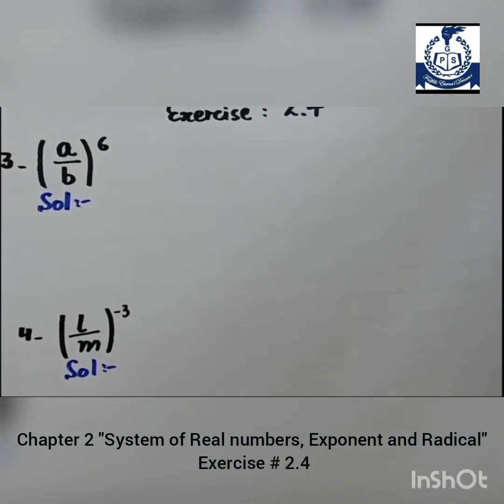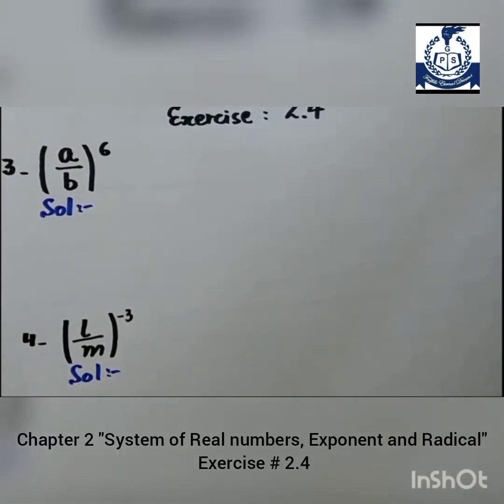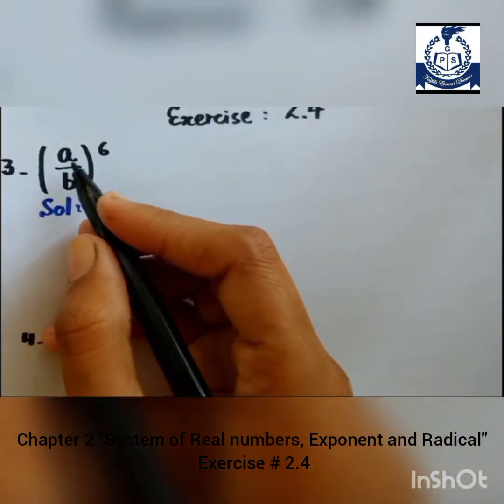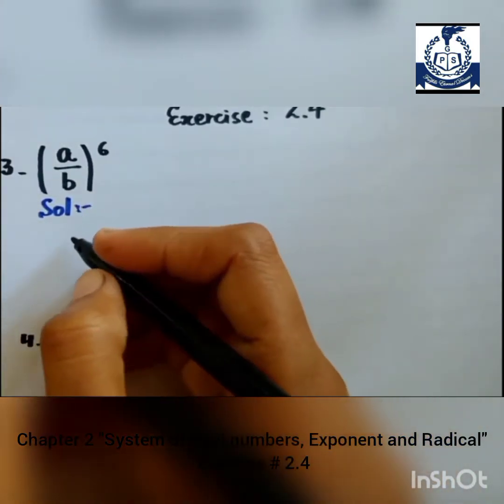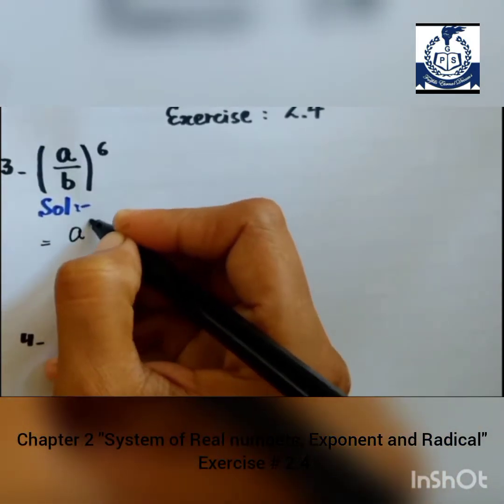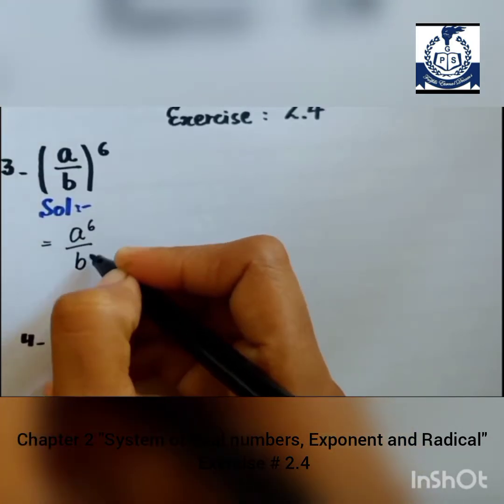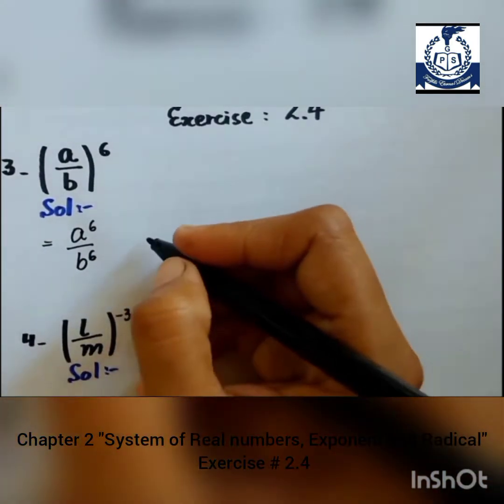Question number 3, (a divided by b) whole power 6. So power 6 is also with a and power 6 is also with b. So we can write it in a separate form: a power 6 and b power 6, and this is the answer.